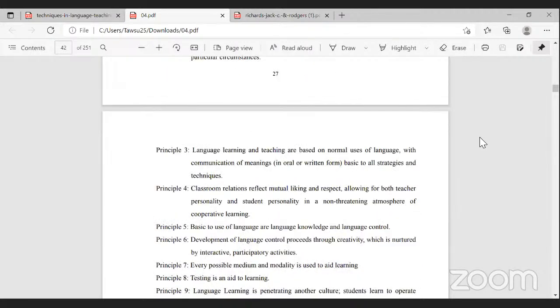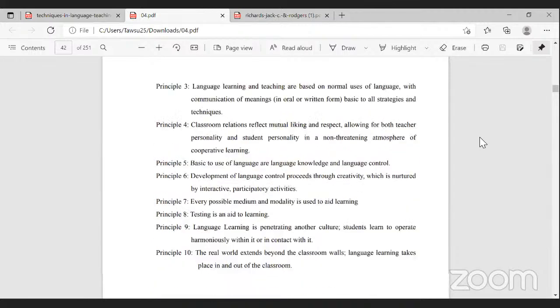The third principle says language learning and teaching are based on normal use of language, with communication of meaning in oral or written form. So you have different forms of language: oral, where we talk about the spoken form of language, and written. He says that they are basic to all strategies and techniques.